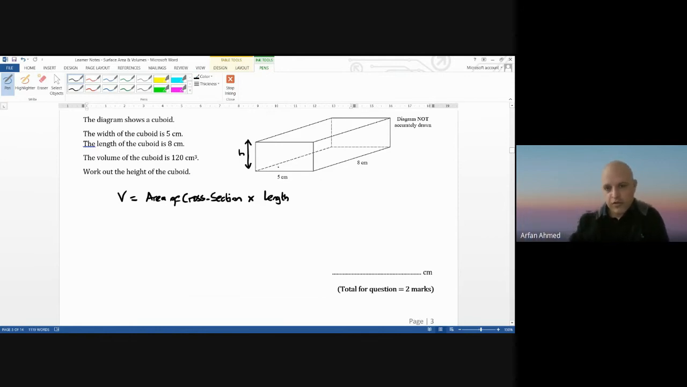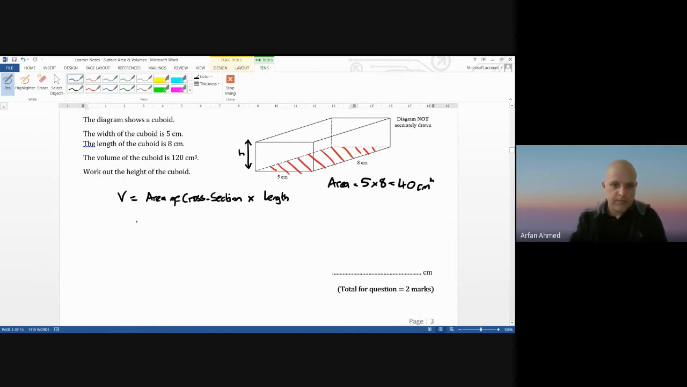In fact, because we've got these two values here, 5 and 8, I'm going to use that as my cross-section. So this bit here, I'll highlight it. This bit here, which is technically the base, let's use that as my cross-section. That's perfectly fine. So that's the area of the cross-section, which is 5 times 8, which is 40.